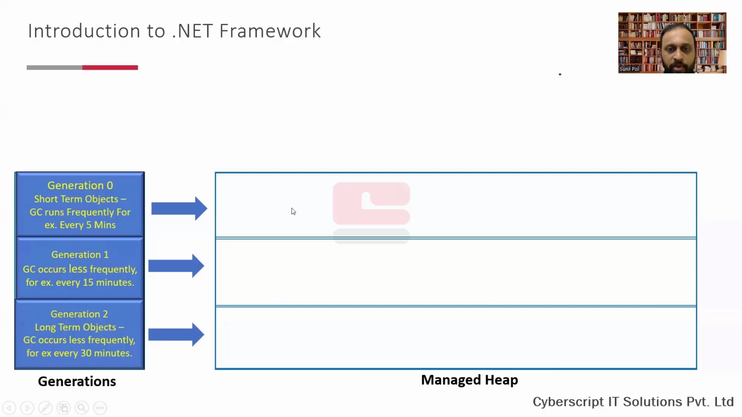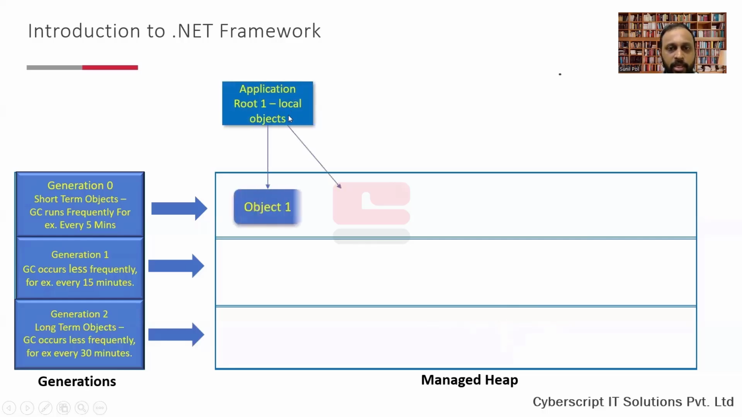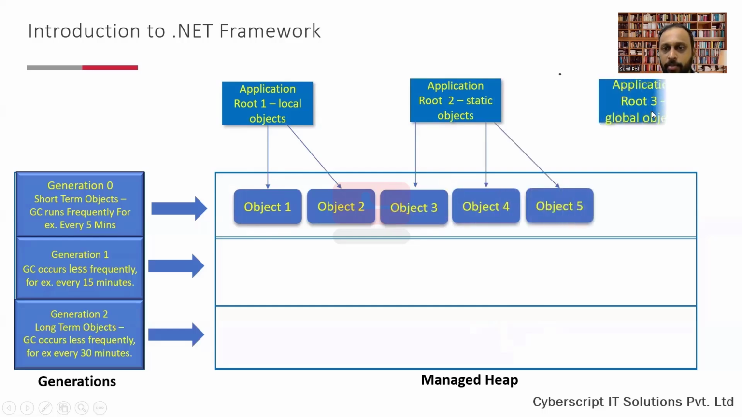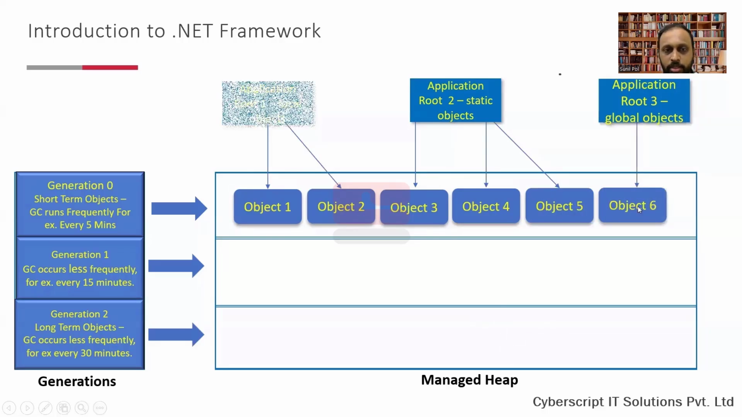Those objects that survived in generation 0 would get pushed into generation 1, and those objects that survived in generation 1 are finally pushed into generation 2. Generation 0 holds short-lived objects, generation 1 holds longer-lived objects as compared to generation 0, and in generation 2 very long-term objects are stored. Suppose there is an application root 1 which creates object 1 and object 2 in generation 0. Application root 2, that is static objects, would be stored in generation 0, and the third application root, that is global objects, would be stored in generation 0.